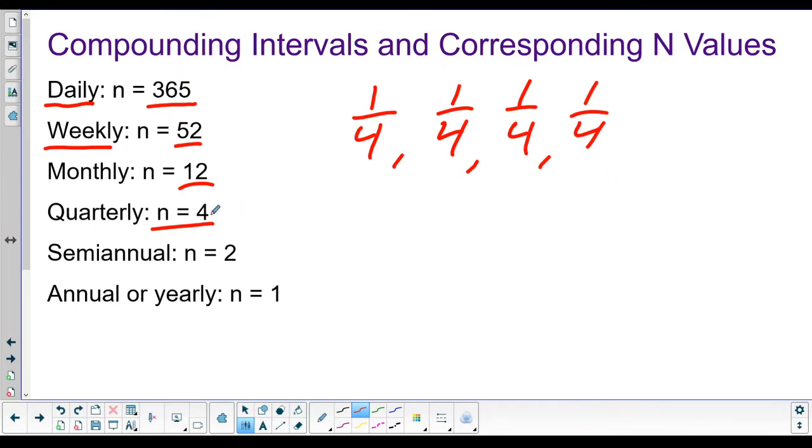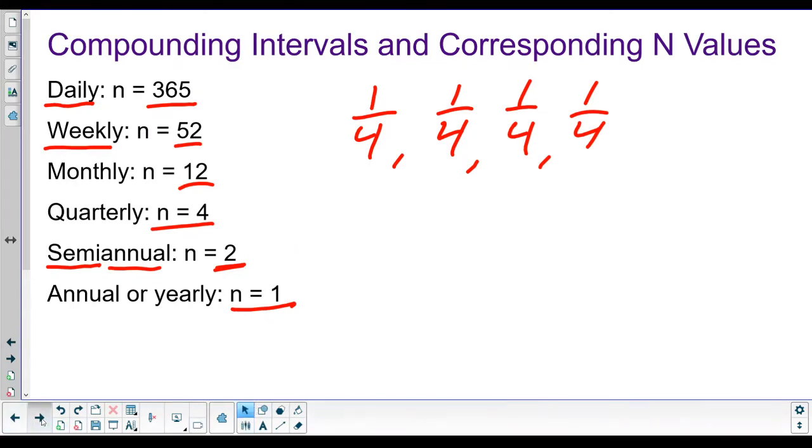So quarterly is 4. Semi-annual. Semi means like not quite. So it's like one thing before that. Annual means years, so the next smallest thing from a year would be half a year. So this is just half a year. Happens twice a year, once in like December and once in June or something. And then annually or yearly, there's only 1 year in a year. So n equals 1. Alrighty.